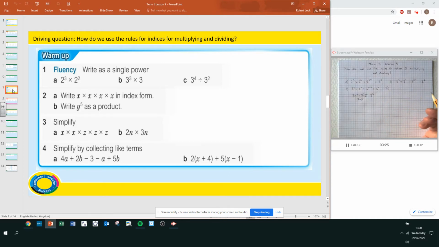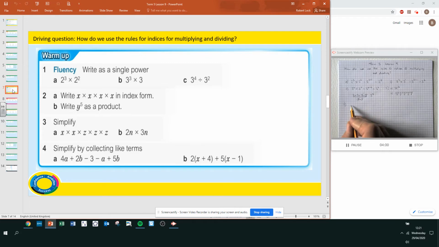Write x times x times x times x in exponent form. Well, every one has been multiplied, and there's 4 of them, so x to the power 4. B. Write y to the power 5 as a product. Product means multiplication, so that'll be y times y times y times y times y. That's it. 1, 2, 3, 4, 5. Done.